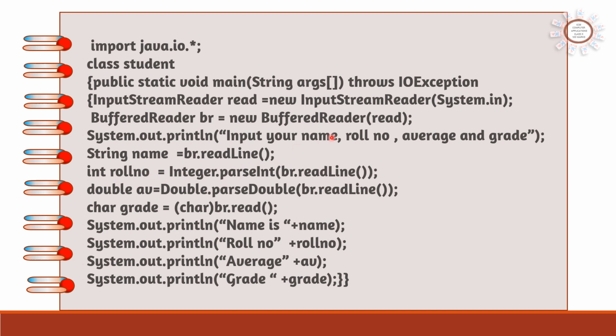And int roll number, an integer we are accepting, so Integer.parseInt(br.readLine()). And now for accepting the average, double av = Double.parseDouble(br.readLine()). And char grade = (char) in brackets, explicit conversion, br.read(). So different data types we have accepted, and for printing we can simply say System.out.println("name = " + name), the variable we are printing, so the value will be printed. Roll number, average, and grade we are printing. So like this we can accept the data using InputStreamReader.